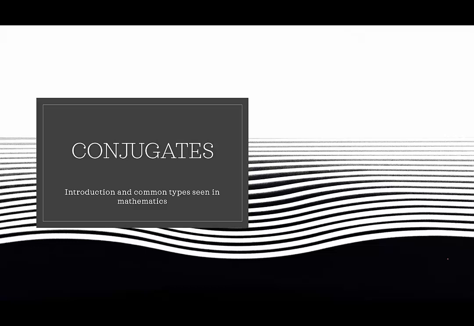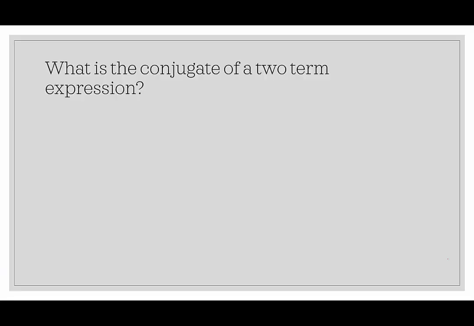In this video, we are going to have an introduction to conjugates and find the common types seen in mathematics. First, what is a conjugate? A conjugate is generally something dealing with a two-term expression. A conjugate is when we change the sign of one of the terms of a two-term expression. That's what a conjugate is.